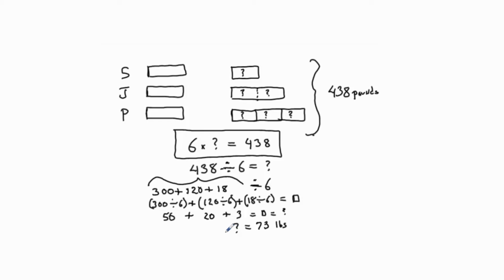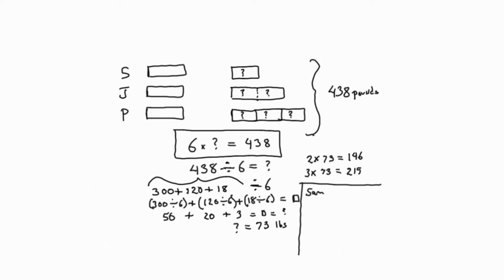Jessie weighs twice as much as Sammy, so she'll weigh 2 times 73 pounds. And Patty weighs 3 times as much as Sammy, so she'll weigh 3 times that. So if we write this out, 2 times 73 is 2 70s, which is 140, plus 6, so it's 146. And 3 times 73 is 3 times 70, which is 210, plus 9, so it's 219. And so I know that the weights of the three sisters are 73 pounds, 146 pounds, and 219 pounds.